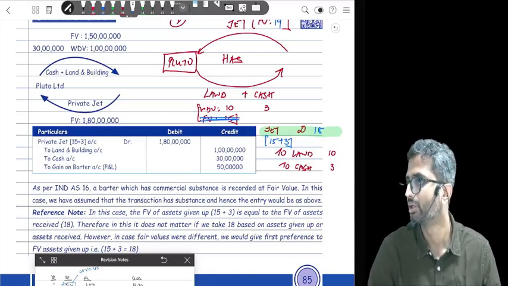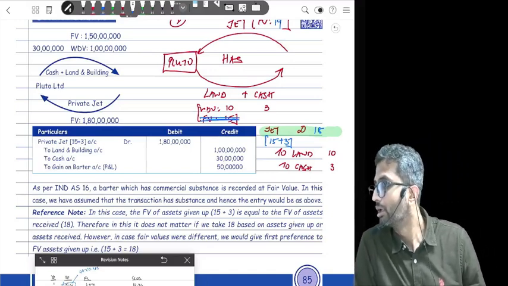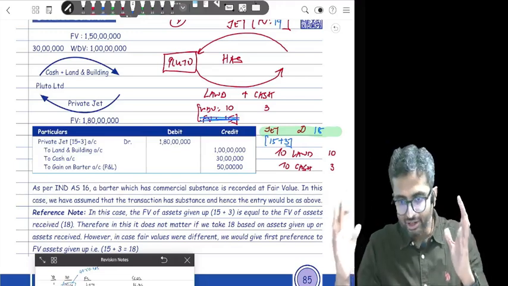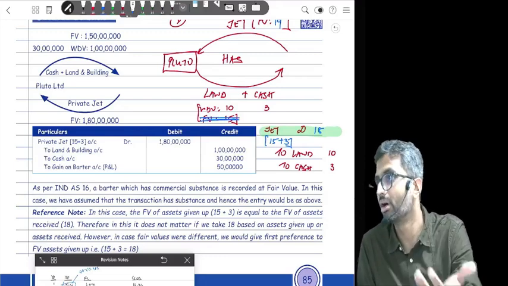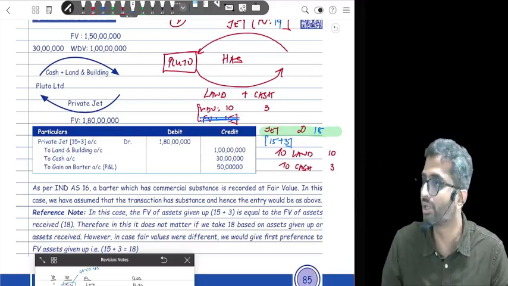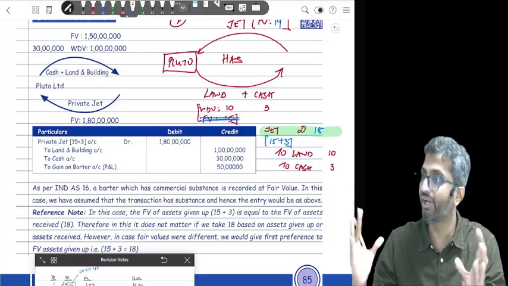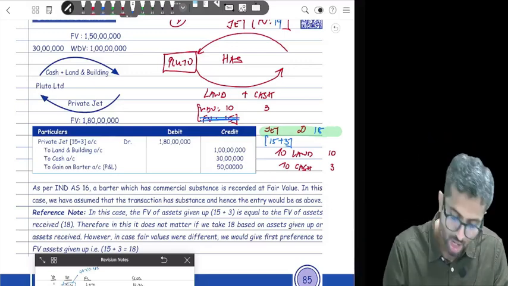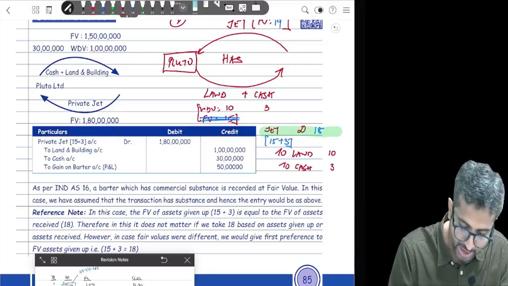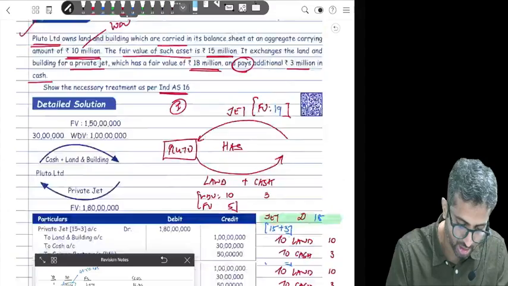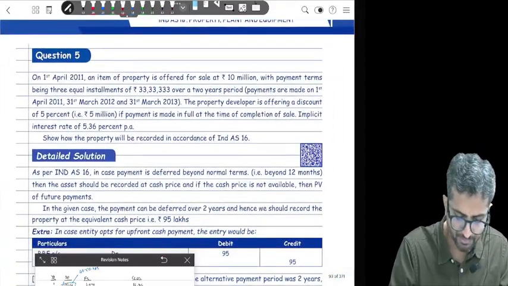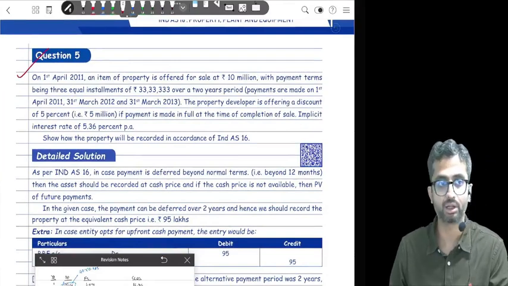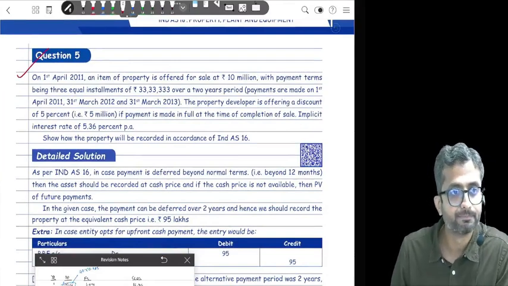Yes, please. No, still, the entire transaction's fair value has to be available. Assets given up. Otherwise, you will assume that it is only 3, which is wrong. So the entire set has to be determinable. Okay. So over here, this is pertaining to question number 4. Next, you go to question number 5. This is on deferred payment.